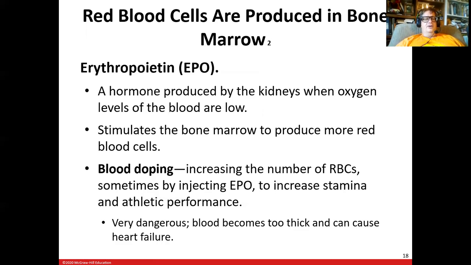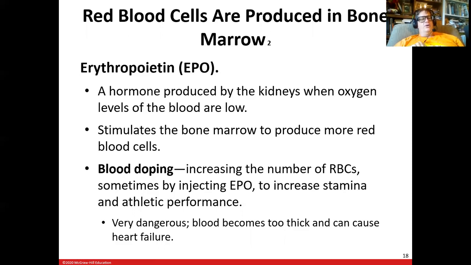EPO, erythropoietin, is the hormone produced by the kidneys when you don't have much oxygen. That causes the bone marrow, it says, to produce more red blood cells. It's probably more accurate to say it causes it to make more red blood cells available right now. It speeds up the maturation. I don't know if it speeds up the total development, like creation, but it certainly speeds up the maturation. You dump more red blood cells on the spot.